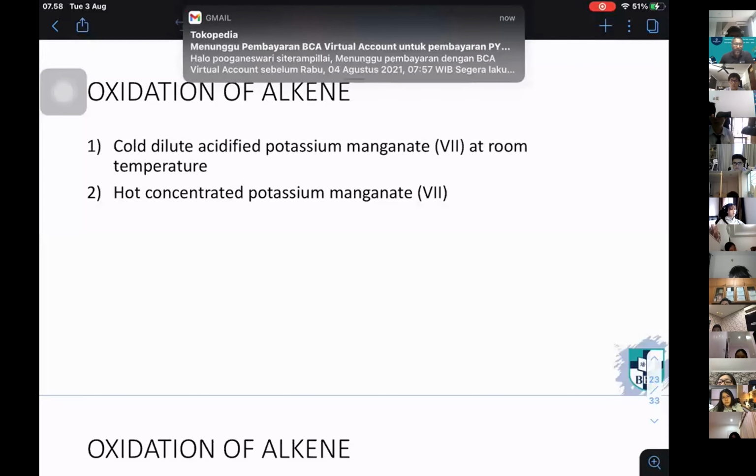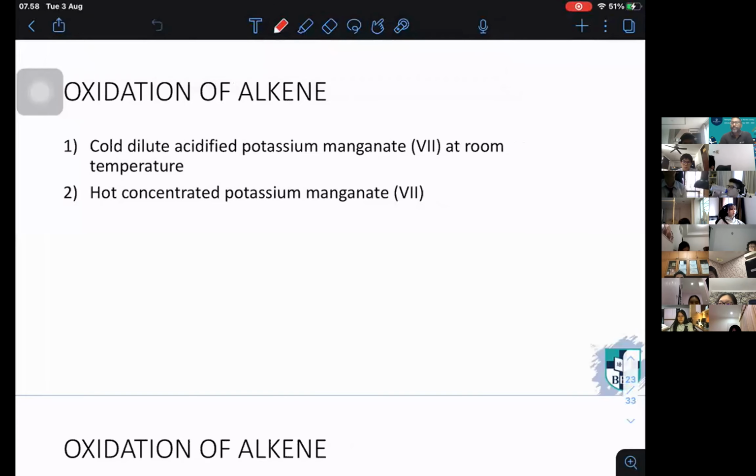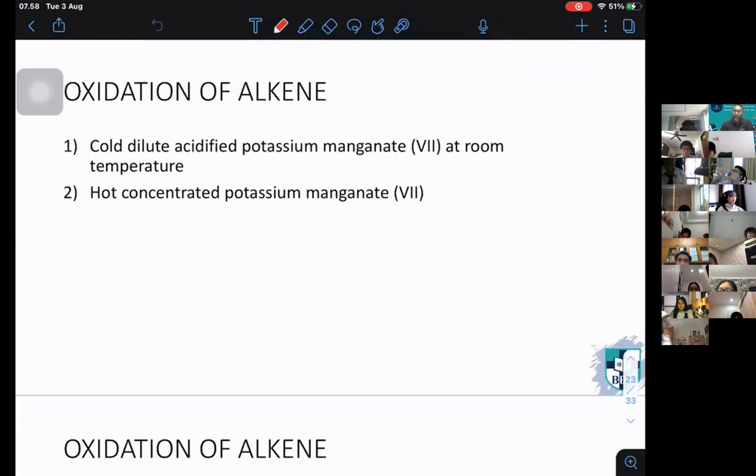Now, coming to the oxidation of alkene, please remember you can oxidize alkene in two ways. You can use acidified potassium manganate(VII), under hot and cold conditions. But do remember, potassium manganate is the same as potassium dichromate.